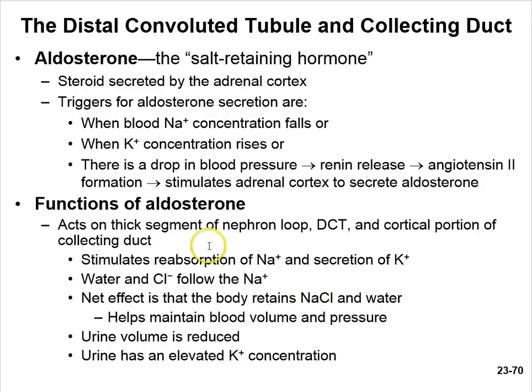So the functions of aldosterone are that it acts on the thick segment of the nephron loop, the distal convoluted tubule, and the cortical portion of the collecting duct. It stimulates reabsorption of sodium and the secretion of potassium. And water and chloride follow the sodium. So there's that same idea again, that if we put sodium into the blood, water will follow it. Chloride will also follow the sodium, again, because remember, the negative is attracted to the positive.